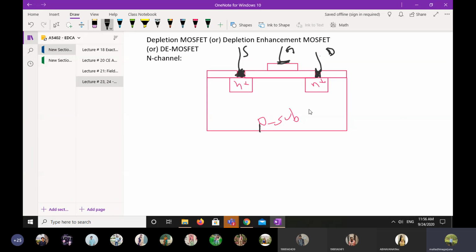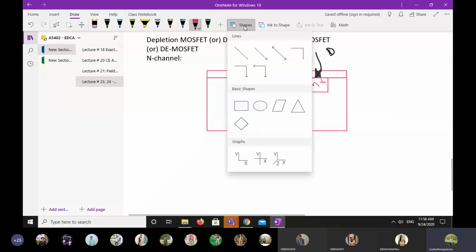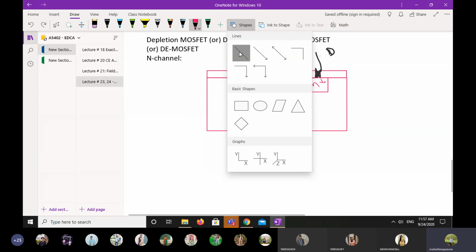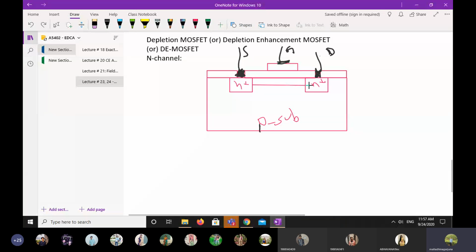But the difference between the enhancement and depletion MOSFET is that it consists of a channel. We have the channel already. A ready-made channel is there for the depletion MOSFET, whereas in the enhancement MOSFET there is no channel.